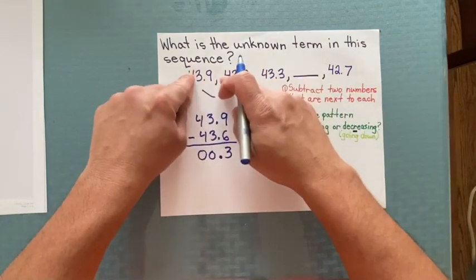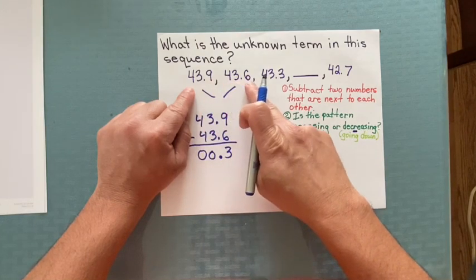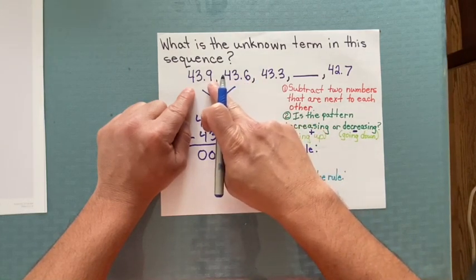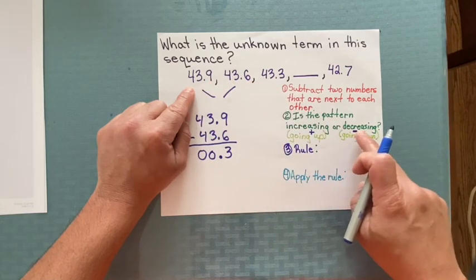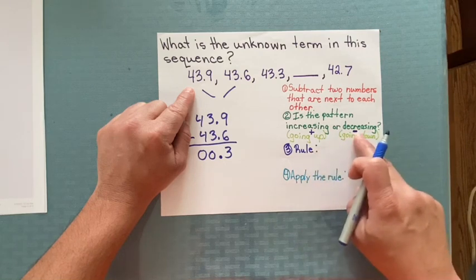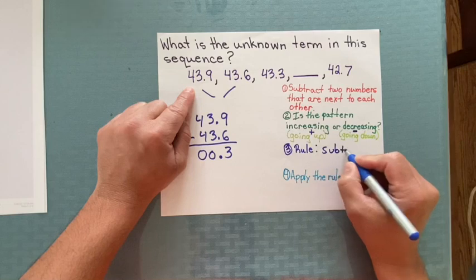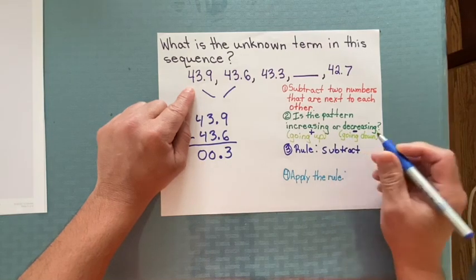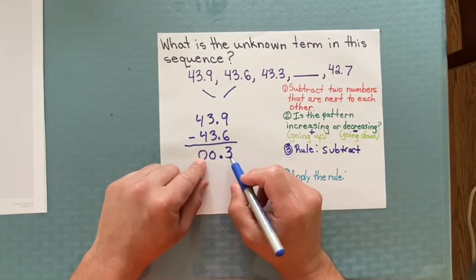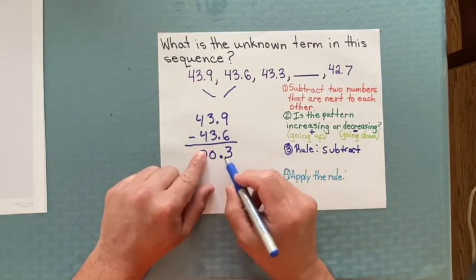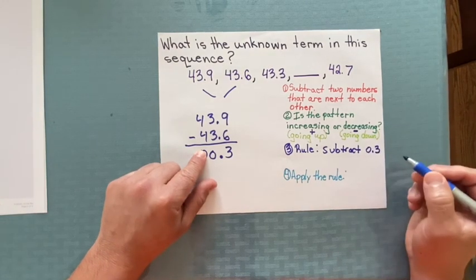So we go back to here. Now we notice we started with 43 and 9/10. Then we went to 43 and 6/10. That 6 is less than the 9. This term is decreasing. So when we're decreasing, that means we're going to have to subtract. So we're going to identify a rule. Now, I know that we're going to subtract. Now, what are we going to subtract by? Well, let's go back to here. When we subtracted these 2 numbers, we came up with 3/10. I'm going to drop the 0 here. We don't necessarily need that. So our rule is to subtract 3/10.